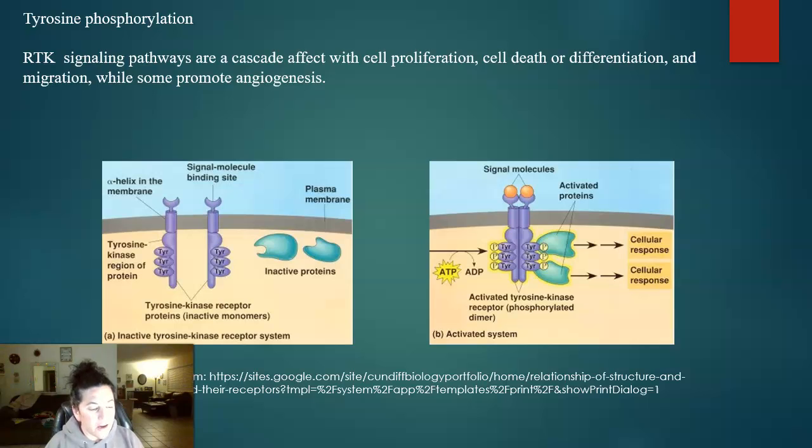Nelson and Cox said it well, that in addition to the many receptors that act as protein tyrosine kinases, or the RTKs, several receptor-like plasma membrane proteins have protein tyrosine phosphatase activity.